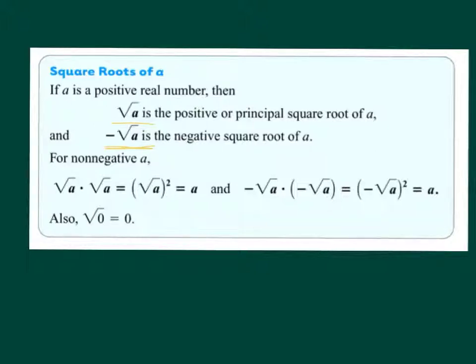So this just shows the square root of a times the square root of a is the square root of a squared, which is a, and the negative square root of a times the negative square root of a is also equal to a, and the square root of 0 is 0.